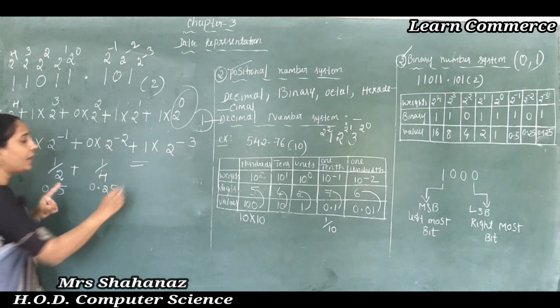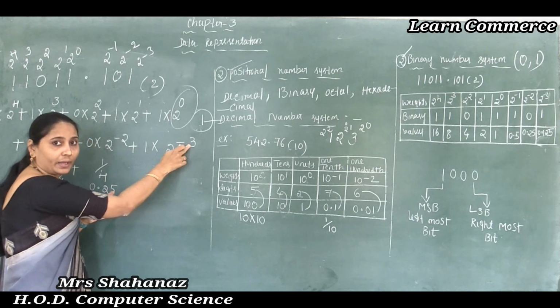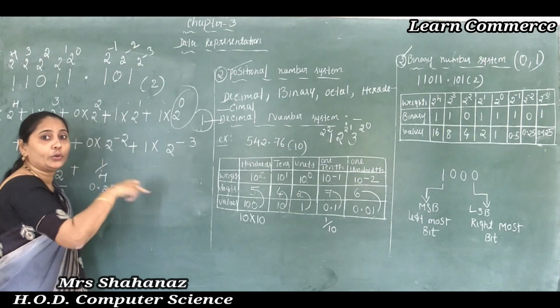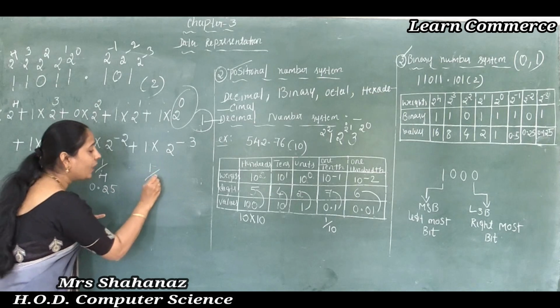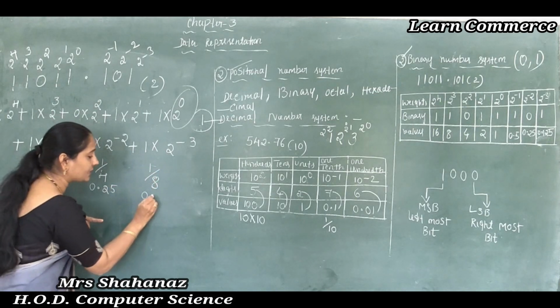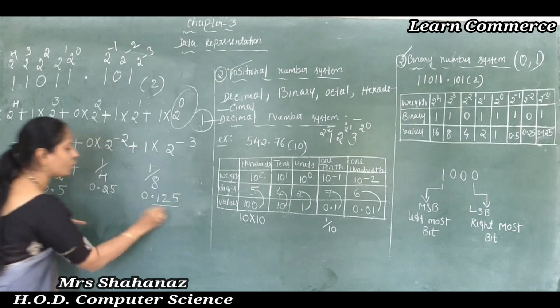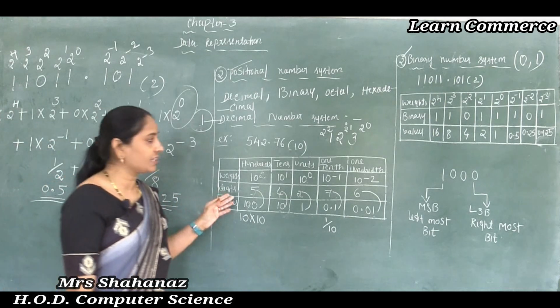Now 0.25. And next one is 2 to the power of minus 3. 2 into 2 into 2, 2 2s are 4, 4 2s are 8. So we can say that it is 1 by 8. Clear this point here? 1 by 8 here. So the value is 0.125. Like that we need to make the multiplication by using such values here.